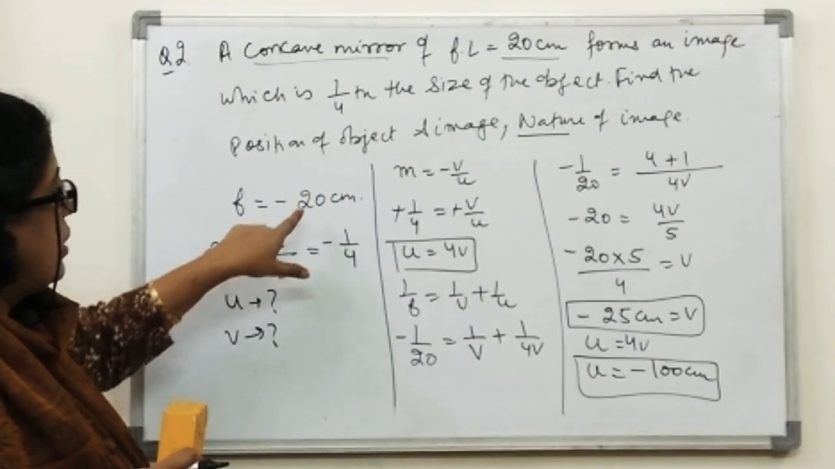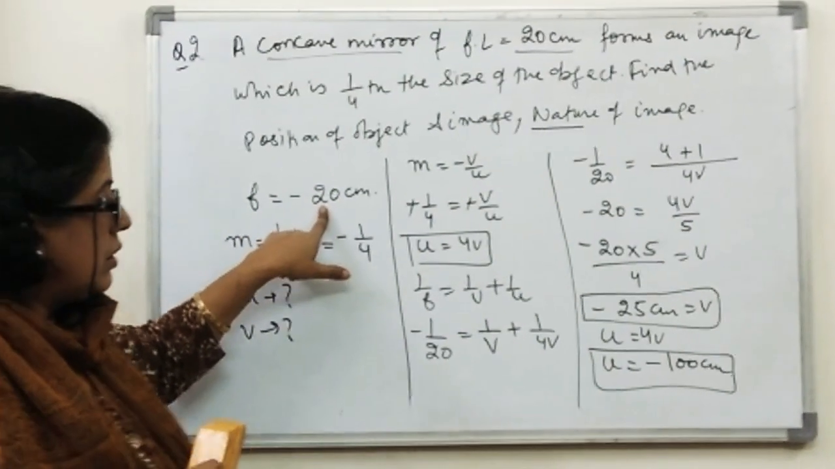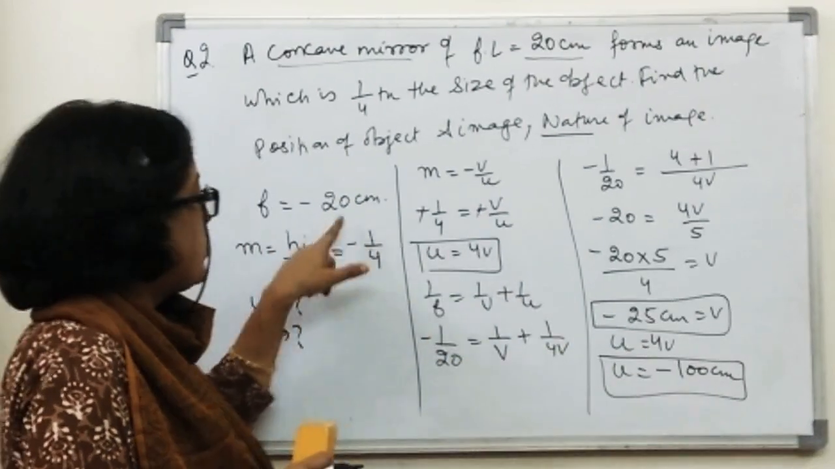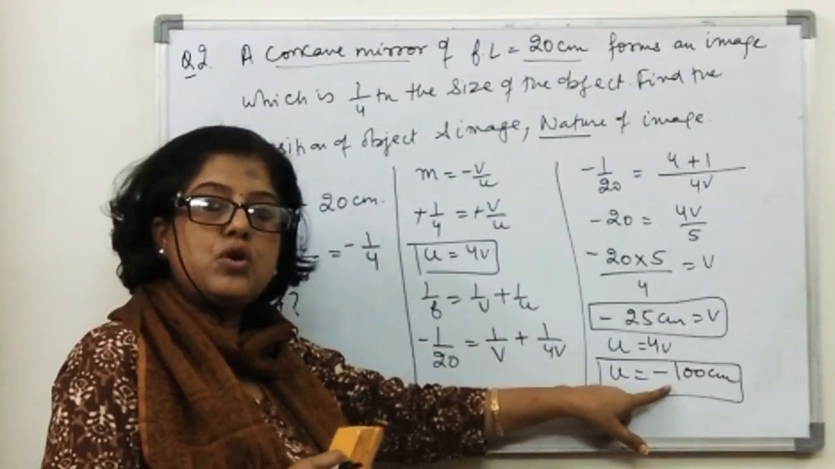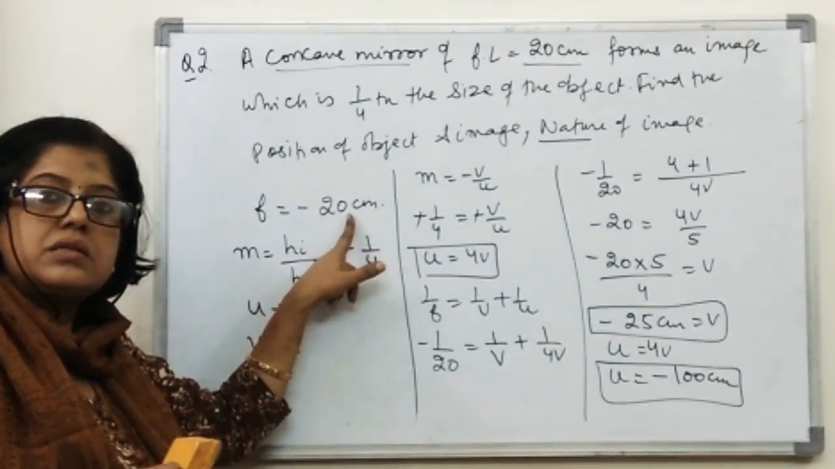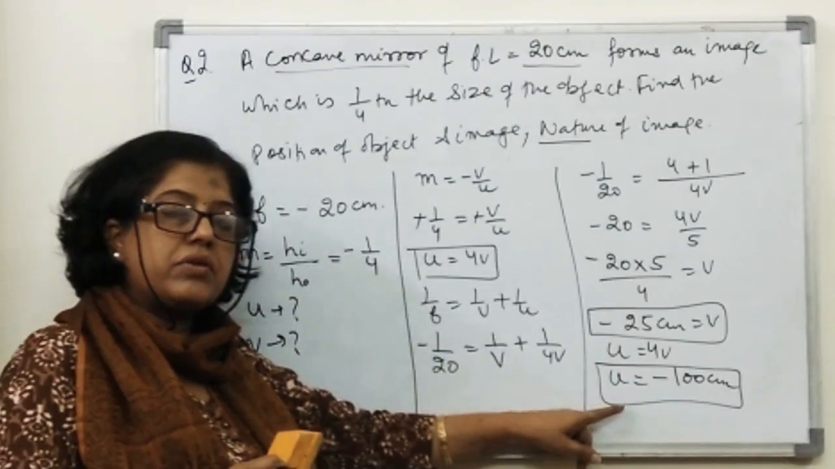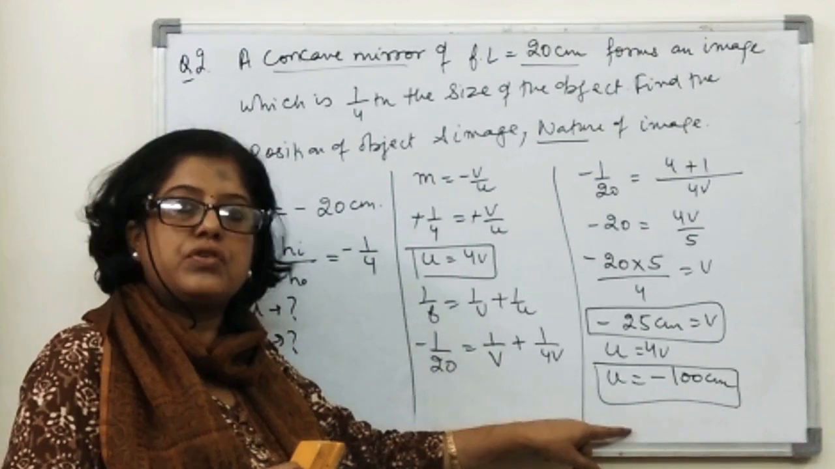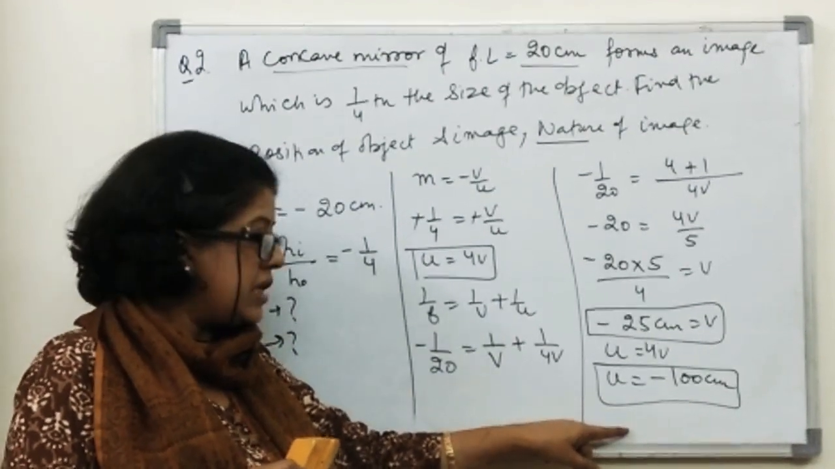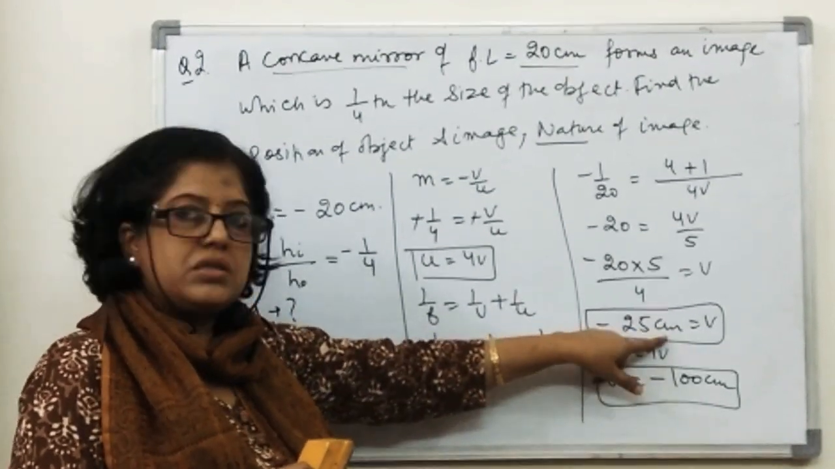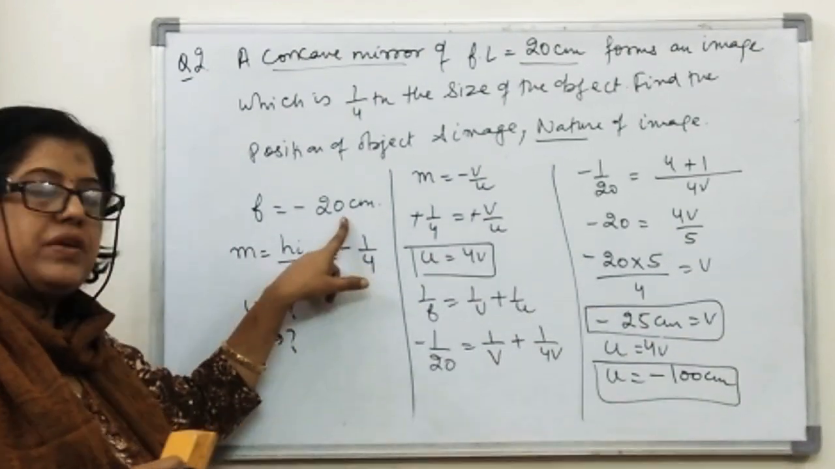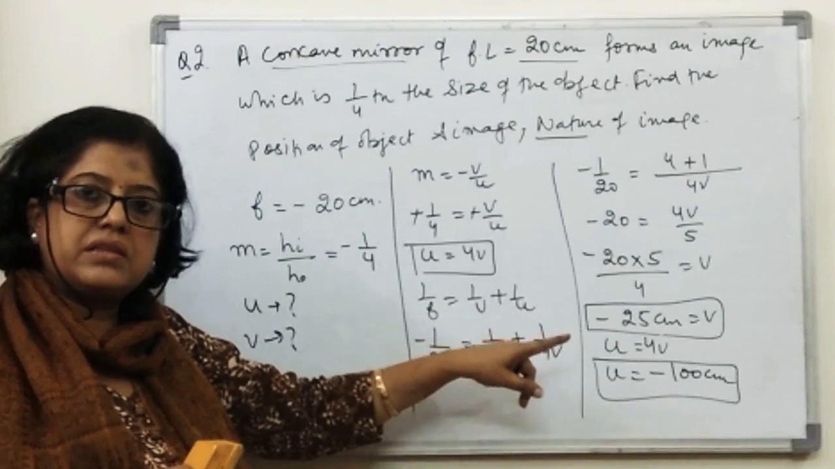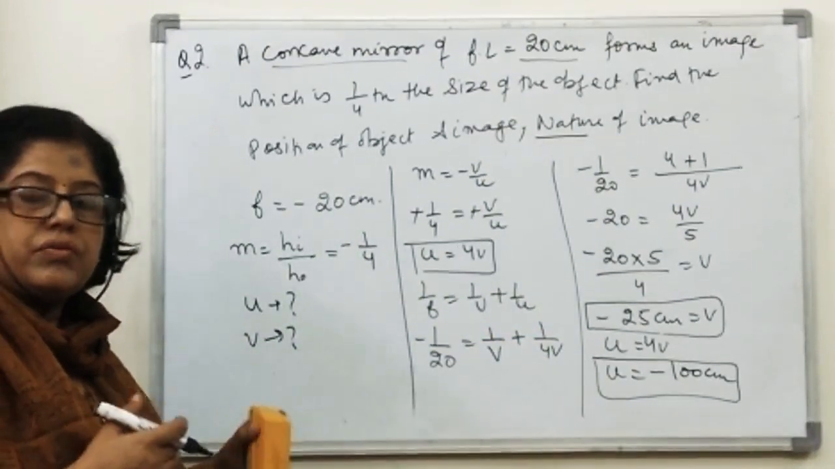So F is minus 20. U is minus 100. That means the object is beyond C. F is 20, C is at 40. U is 100, that means it is beyond C. When the object is beyond C, if you remember, the image should be between F and C. And the image distance is 25, which is between F and C only. So we have verified that this is correct. We are getting the right answer.